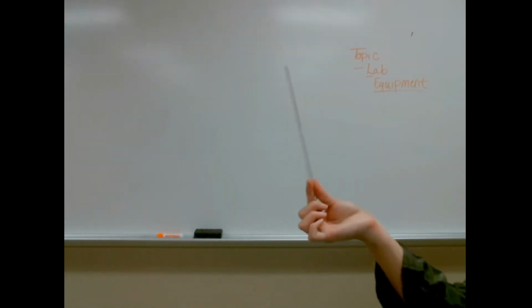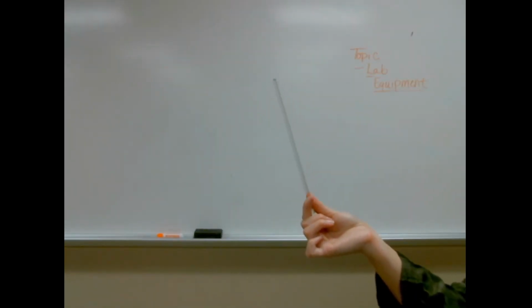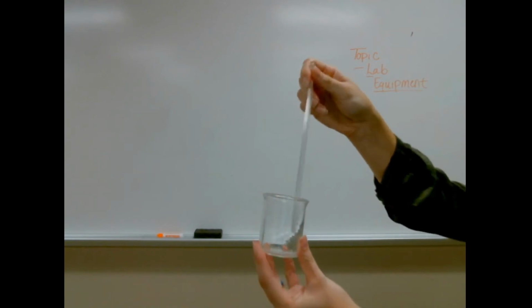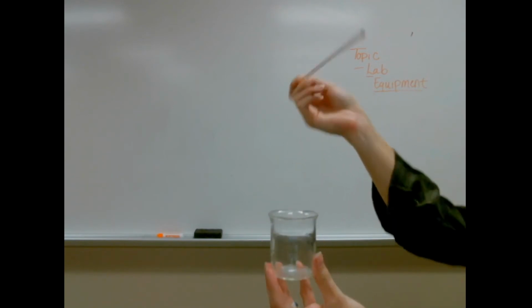We have a stir rod. It's used to stir a combination of materials, and it can be used to help pour things.